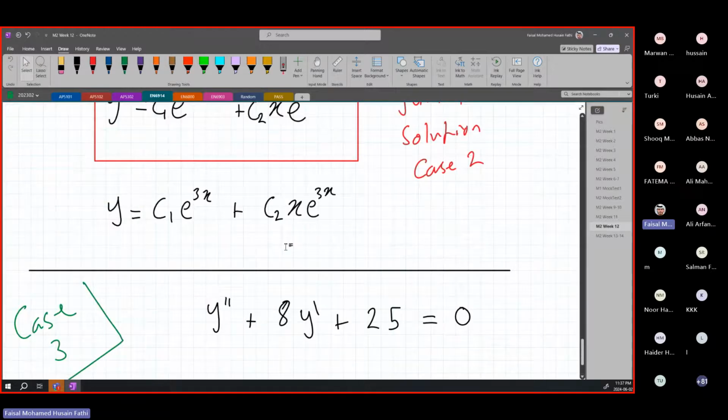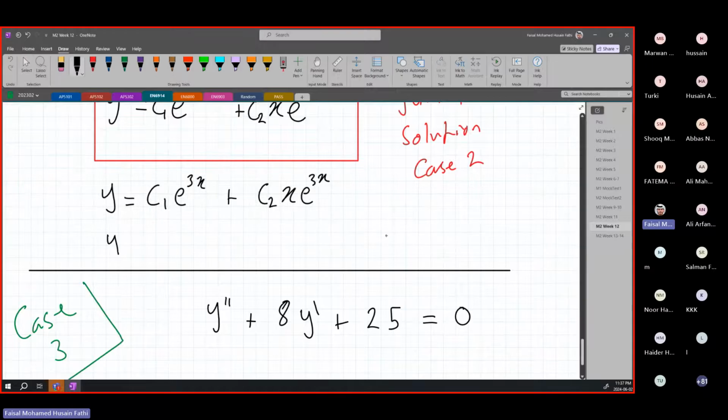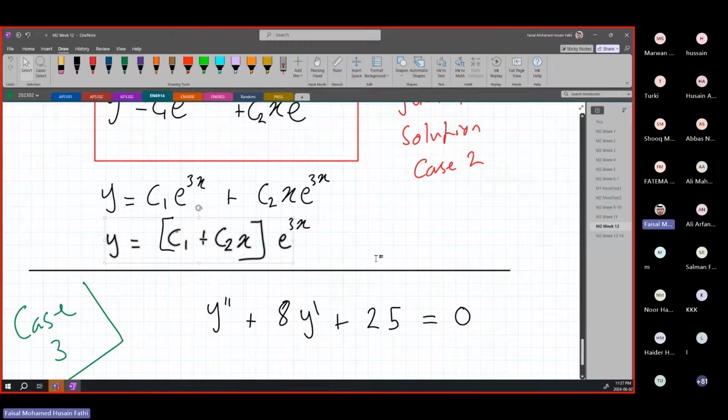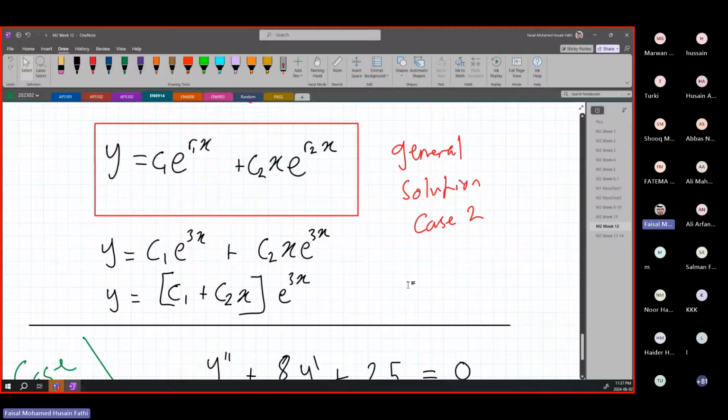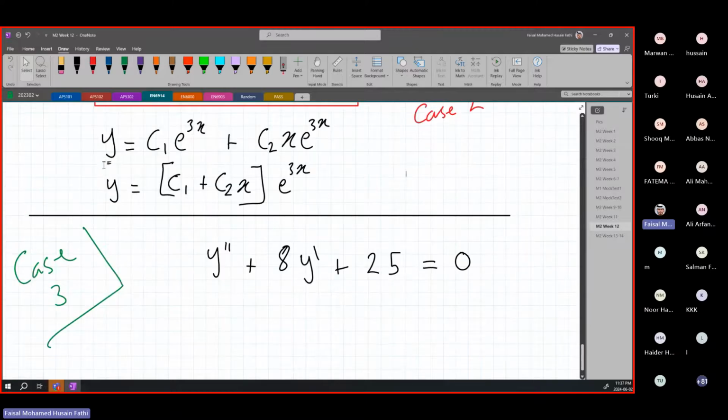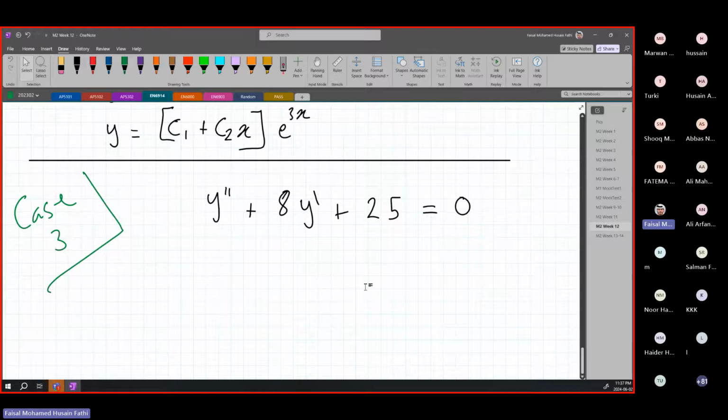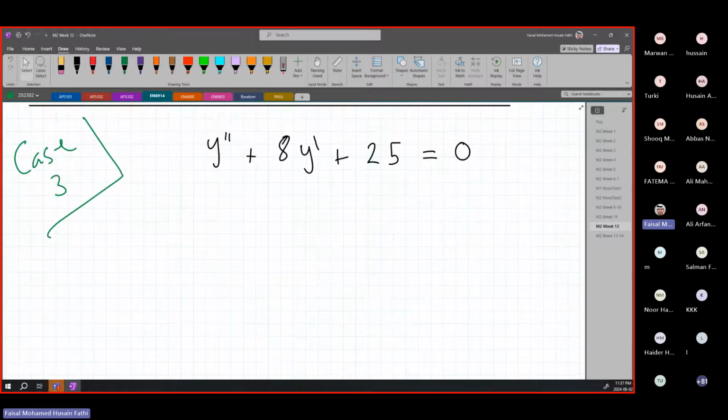Before I move on, someone actually mentioned a good point. Yes, you can do that. You can say that y equal to e to the power of 3x will be a common factor. So it's going to be c1 plus c2x times e to the power of 3x. You can have this as your general solution as well. There is nothing wrong with it, but it's good to understand where it is coming from. All right. But this is also an acceptable answer. Now, back to this problem, case 3.